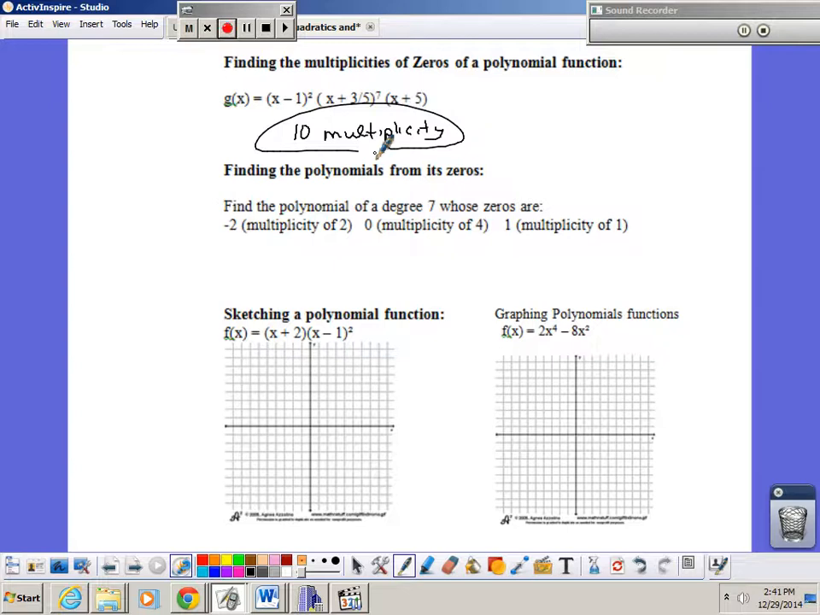That means I could have 10 zeros. Your multiplicity tells you how many real zeros you can have, how many zeros you can have. Okay, so when you're looking at that, or how many roots you can have, so multiplicity is something that you want to look at.